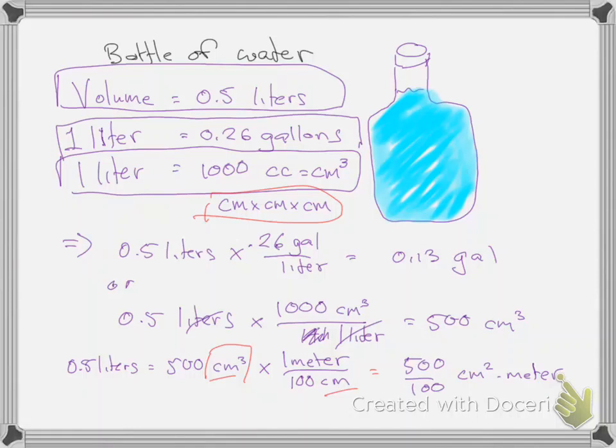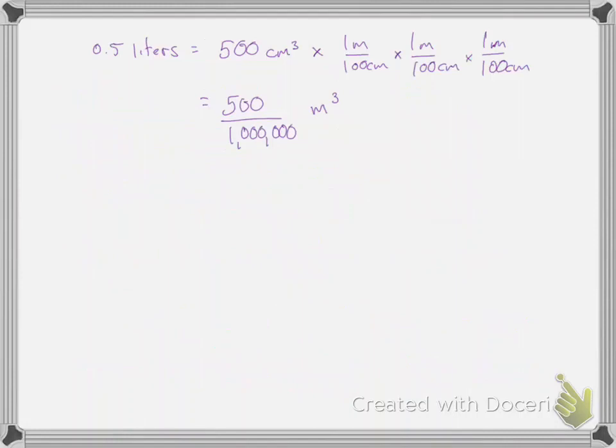So how we do that is, I've done it out for you here. 0.5 liters equals 500 cubic centimeters. We've got to convert each of the centimeters to meters, 1 meter over 100 centimeters. Multiply that 3 times, and so what we get is 500 over 100 times 100 times 100, which is 1 million, and we're left with meters cubed on the top, and the centimeters cubed cancels with the centimeters cubed.